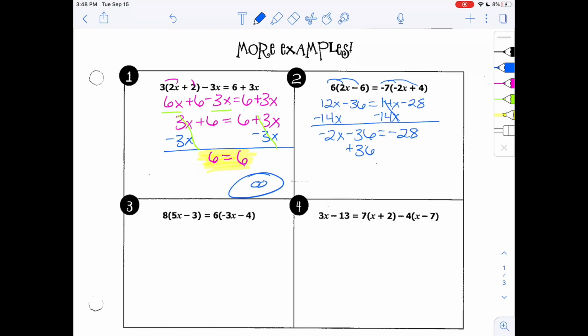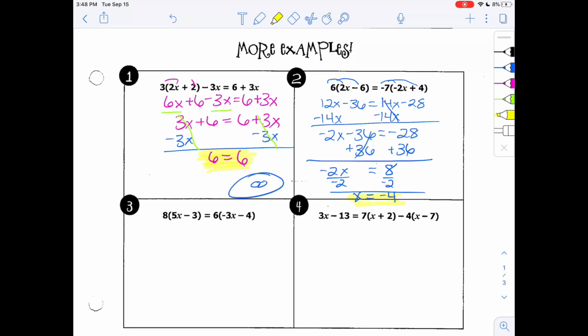I'm going to add 36 to both sides. Negative 2x equals negative 28 plus 36, which equals 8. Then I'm going to divide both sides by negative 2 with a final answer of x equals negative 4.